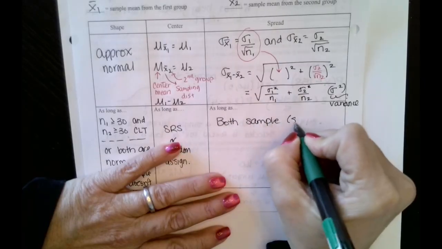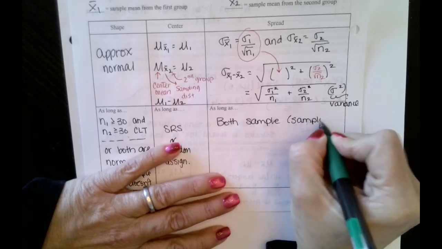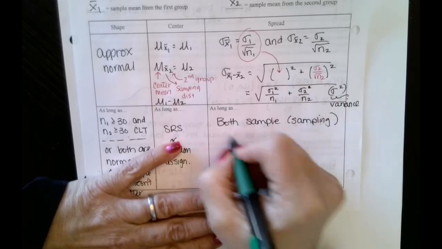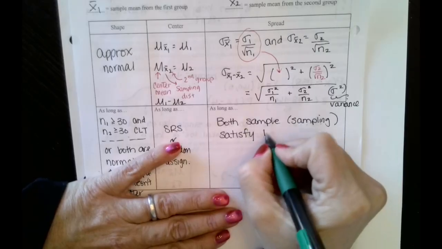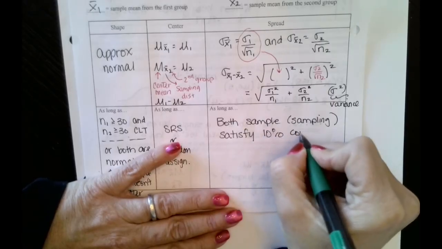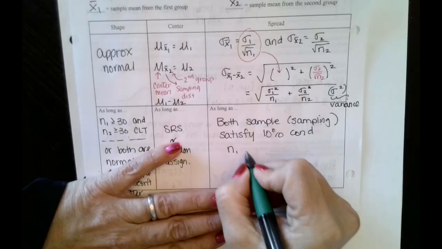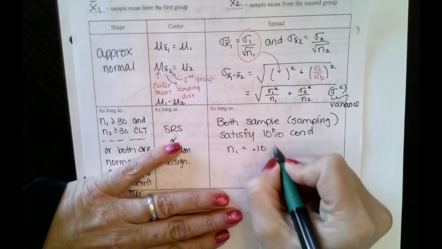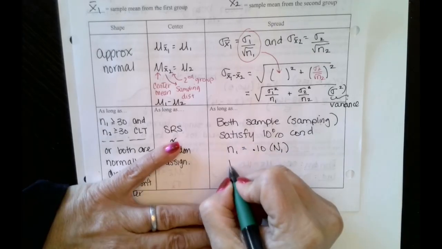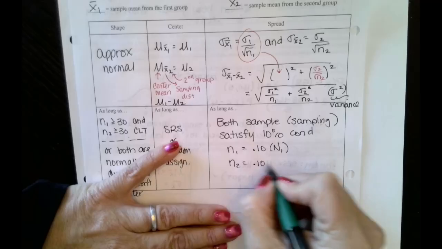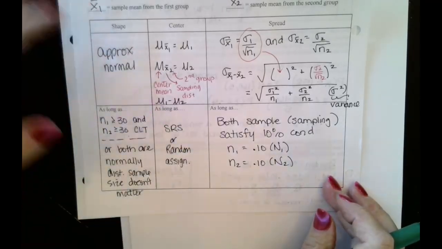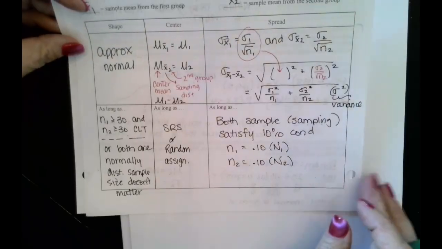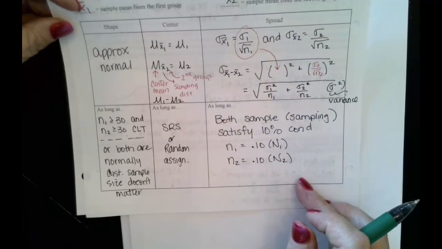Now, this, of course, is going to happen if both samples, and this is assuming that you're sampling, both samples satisfy the 10% condition. And we know what that is. It says the first sample is 10% of the total population, and the second sample is 10% of whatever that population is. So if we're dealing with men and women, we would have different overall sample sizes. Okay, let's do an example problem here.